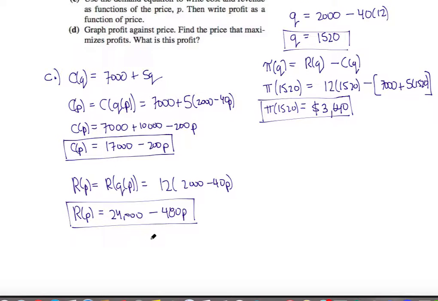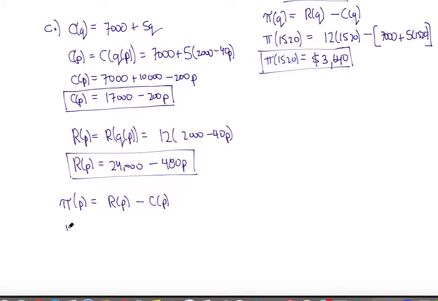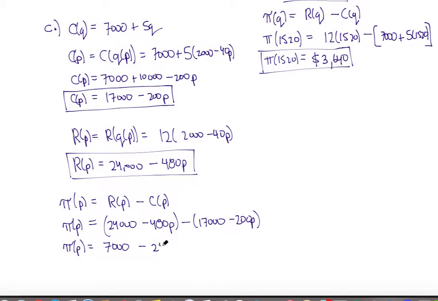Now we want to write the profit function as a function of price. So profit as a function of price, we can just say is R of P minus C of P, because profit is simply revenue minus cost. So for us, we've already made revenue as a function of price and cost as a function of price, so we can just put those two together. So our profit is going to be 24,000 minus 480p, so this is our revenue, minus our cost, which is 17,000 minus 200p. So make sure you put this in parentheses because you're subtracting the whole function. And so our profit function, if we simplify this, simply becomes 7,000 minus 280p.